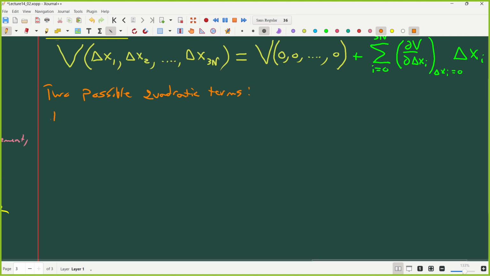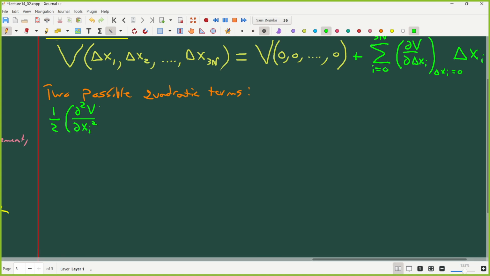Right? One is, let me do it in a different color. One is 1/2 times the second derivative of the potential with respect to one of the coordinates, and this is, of course, delta x sub i, with delta x sub i evaluated at 0, times delta x sub i squared. Right, that's one term. That looks just like what we had before. And of course, there are 3n of those, right? Because there's 3n x sub i coordinates. There's 3n of these.